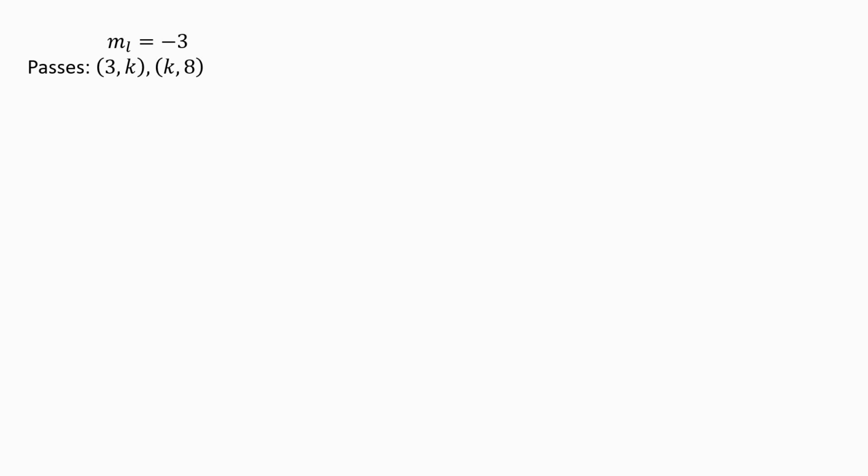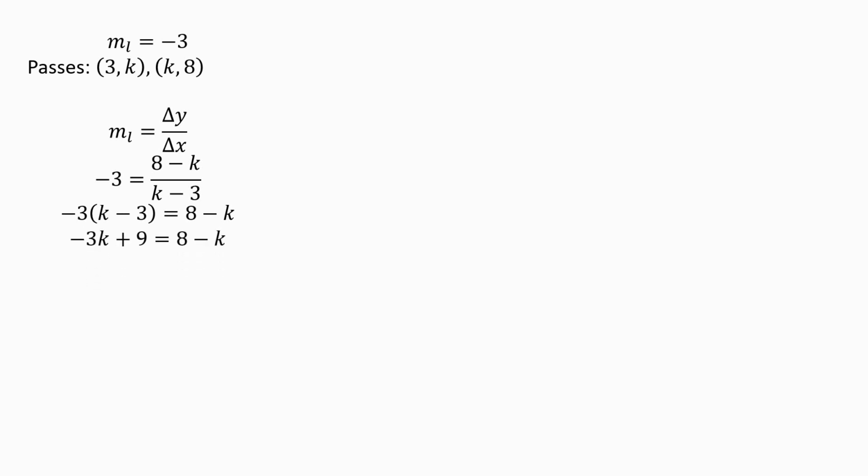To obtain the value of k, we know that the gradient of a line is obtained by change in y over change in x. So it means that -3 will be y2, which is 8, minus y1, which is k, over x2, which is k, minus x1, which is 3. So we cross multiply, and we obtain -3(k - 3) = 8 - k. Opening the brackets, we have -3k + 9 = 8 - k. Then we put the like terms together.